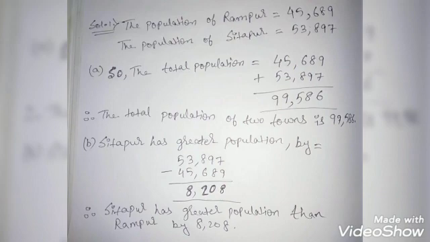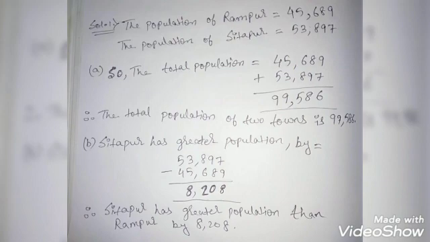45,689 plus 53,897. So the total population will come 99,586. I am not explaining the basic rule of addition, how the addition is done, because you already know it. Addition you have already done in your previous classes. Therefore, we will write the sentence, the total population of the two towns is 99,586. Remember, for a word problem, we have to write sentences to prove our solution.